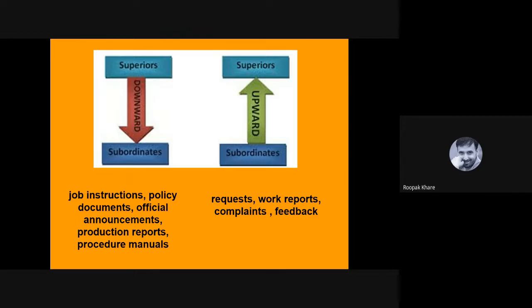What kind of downward communication examples can be discussed? Say job instructions being given by the superiors, policy documents, official announcements being made, production reports being handed over, procedure manuals. All this is shared by the superiors with the subordinates, downward communication. While in upward communication, there are requests being made, reports being submitted, certain complaints being sent, and feedback being given. All of them are vertical, but the first lot is downward, the other lot is upward communication.